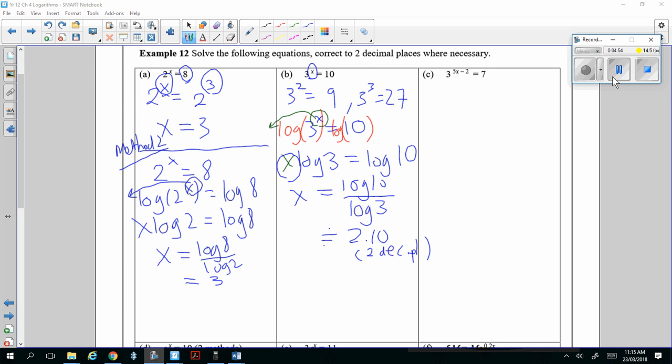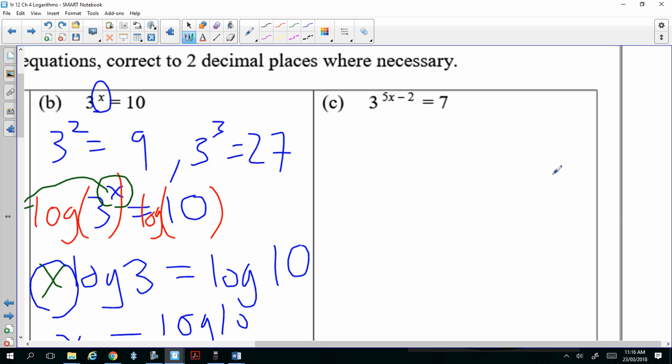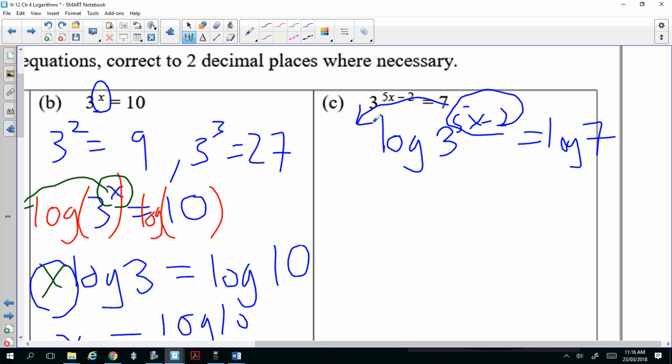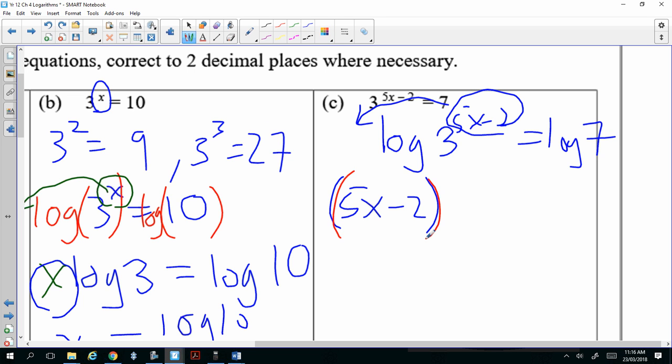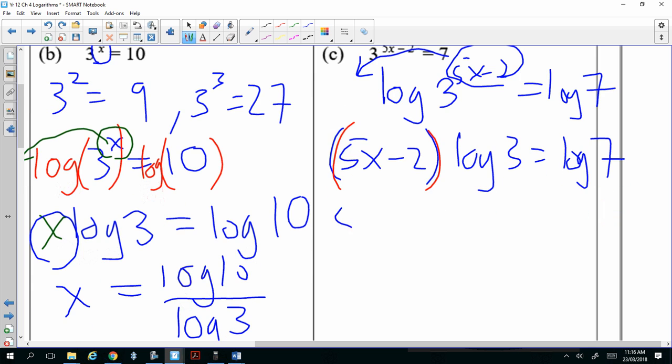Okay, let's try this. So you do log of 3^(5x-2) equal to log of 7. The whole thing goes down, but be careful, due to the fact it has two terms, put a bracket around it. Put a bracket because there are two terms. So you get (5x-2) log 3 equal to log 7, like that. And then you can divide by log 3 first, equal to log 7 over log 3.